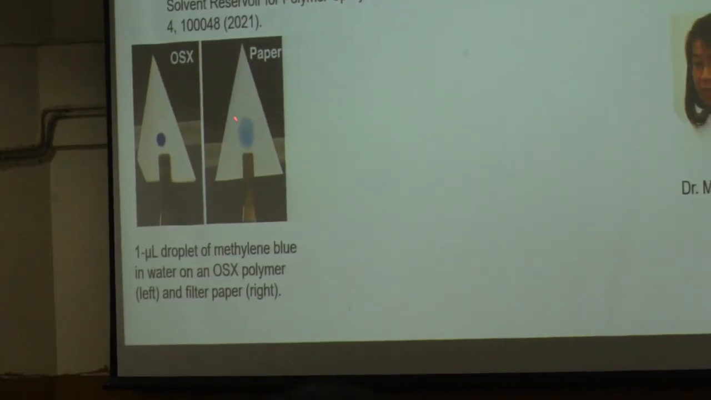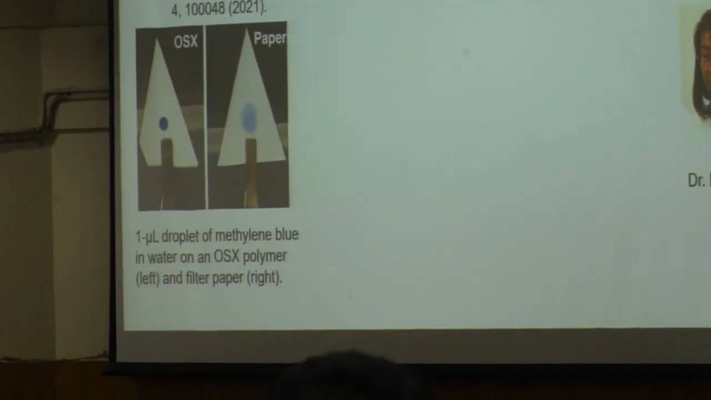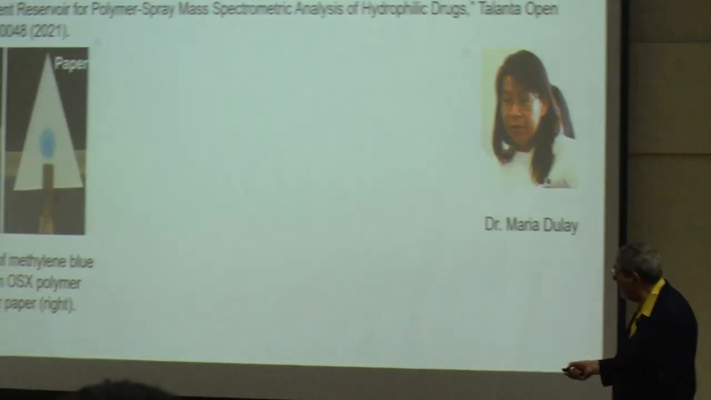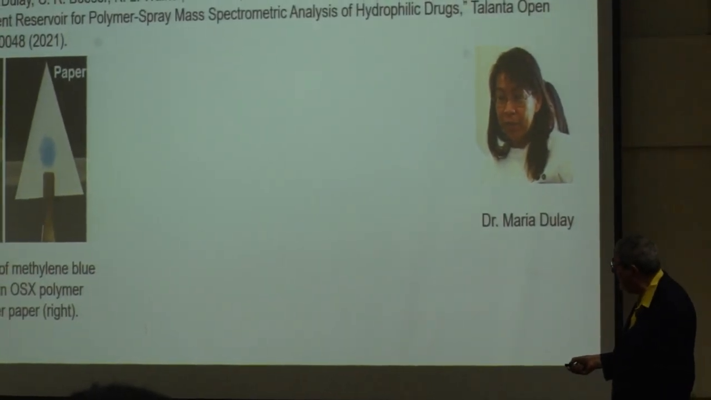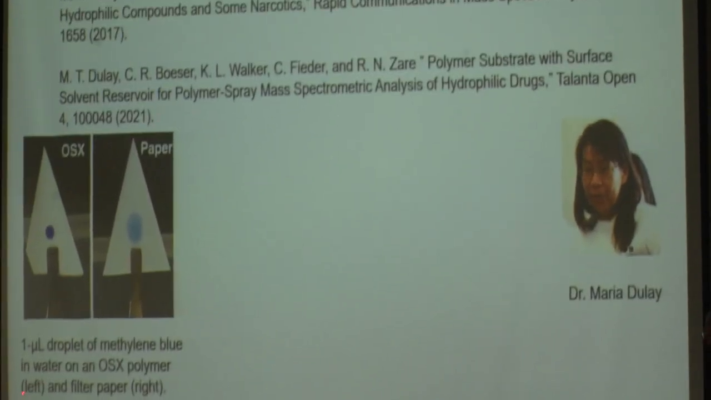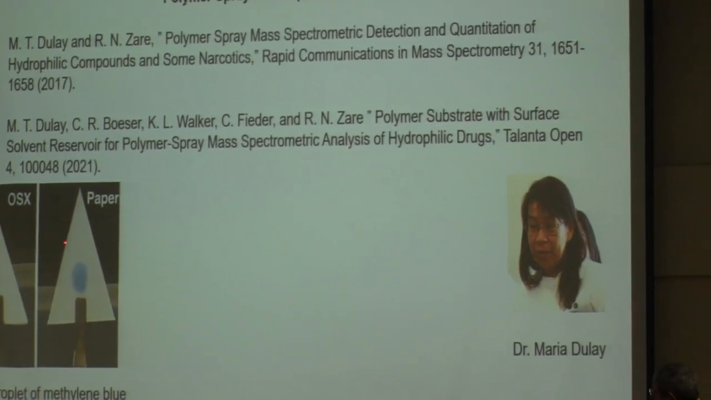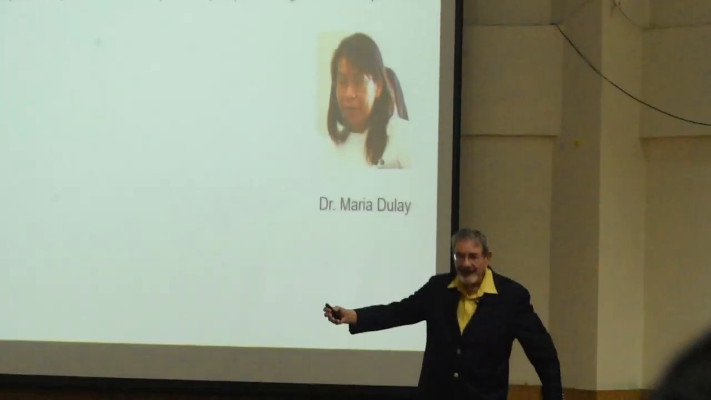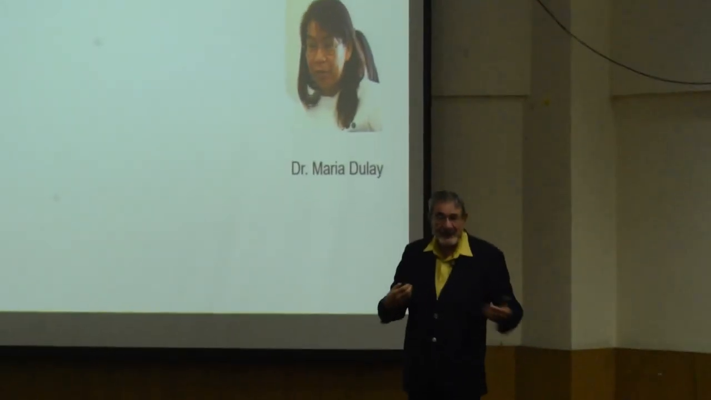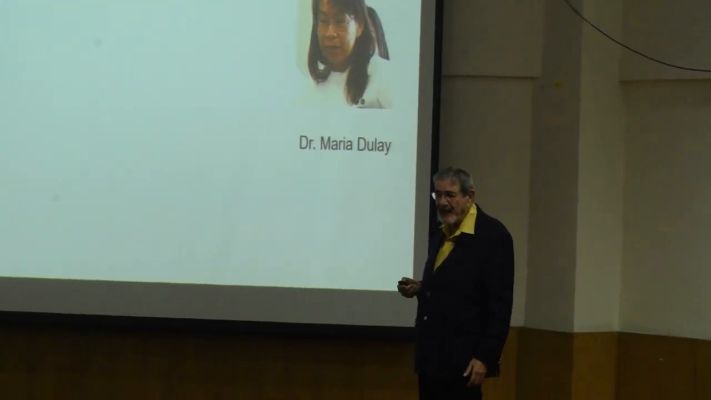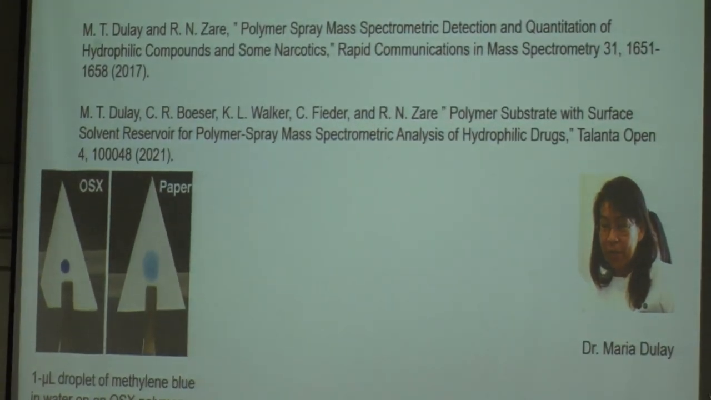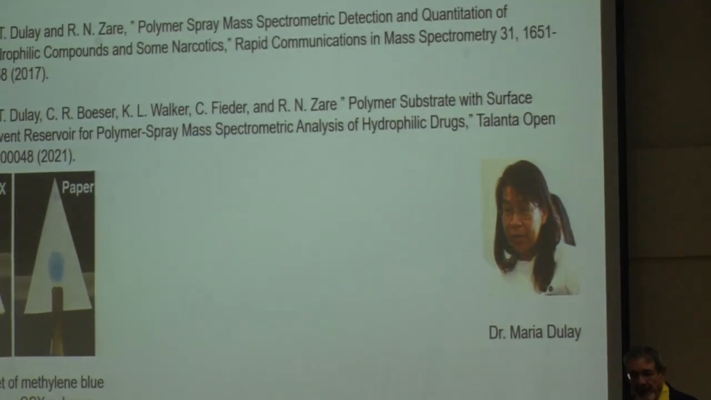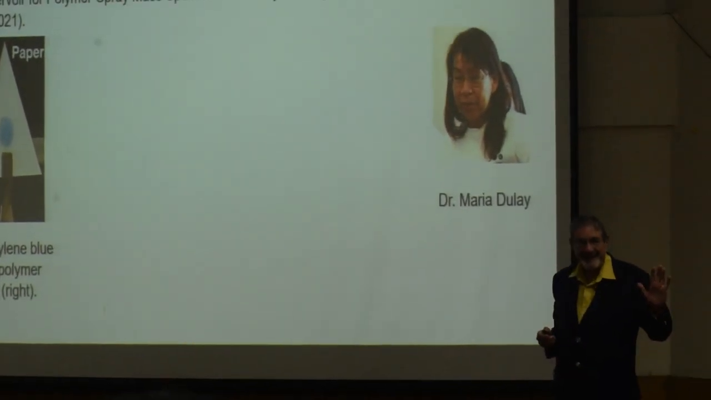This is paper. See how it spreads on paper? When you apply, this is a dye called methylene blue. This is a 1 microliter drop of methylene blue in water, on an OSX polymer, left, and filter paper, right. The trouble with this is you're losing signal because it's spreading. And so we're diluting what we have. We'll also see another problem. If something loves water and it's hydrophilic, it'll stick to the paper.